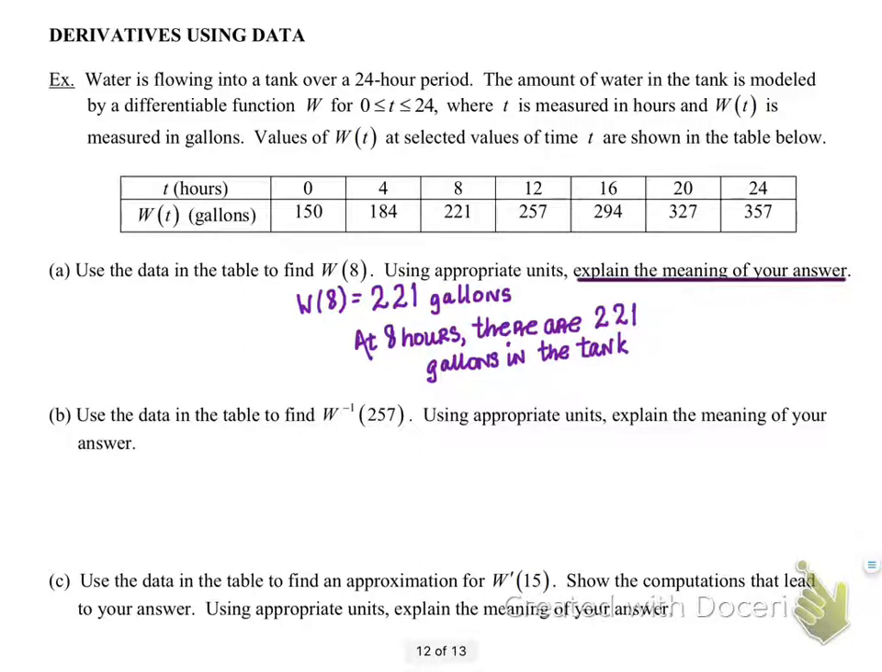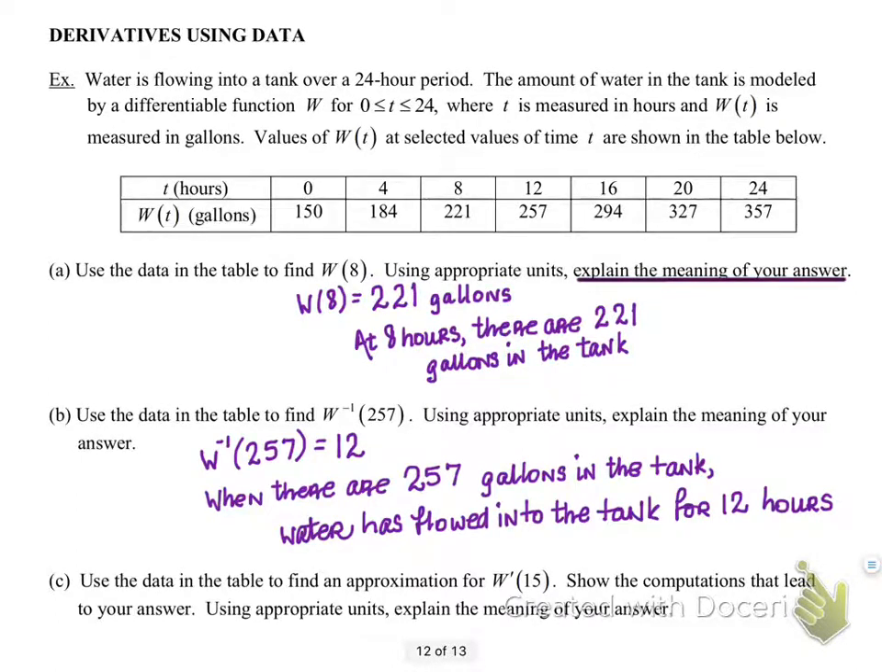So now we're going to use the data in the table to find the inverse of W at 257. And that would, of course, be 12 hours. And that means that when there are 257 gallons of water in the tank, it must be 12 hours into this process.